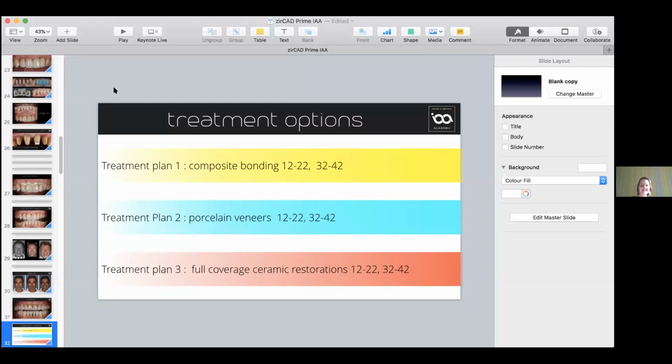Cost, predictability, long-term stability, and being conservative. Those were the things that we have to take into account when treatment planning a case like this. So let's end that poll and let's move on.